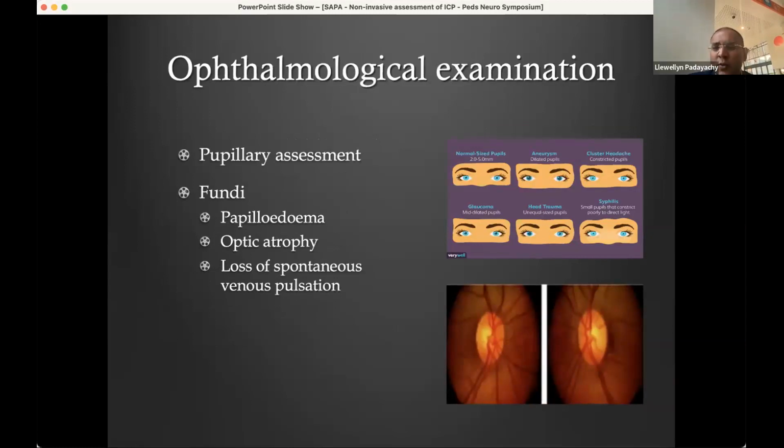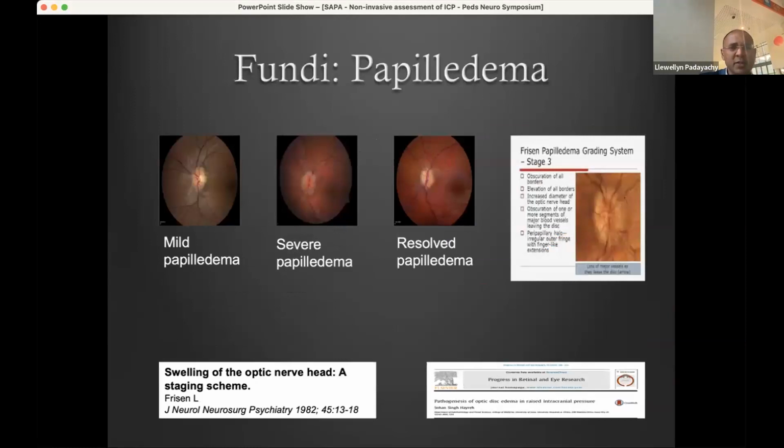And then the fundoscopy, what you look for is quite important. Papilledema is something everybody tries to see on fundoscopy. Optic atrophy is a lot more difficult to pick up clearly. And then spontaneous venous pulsation.